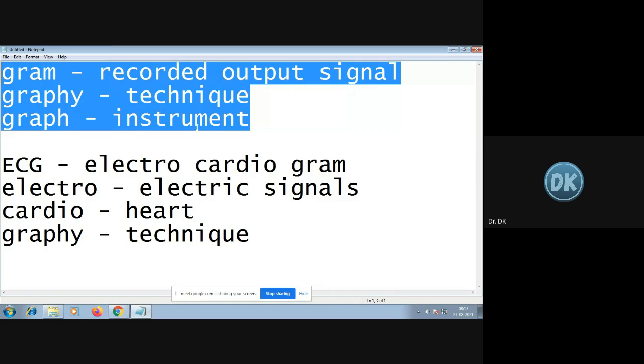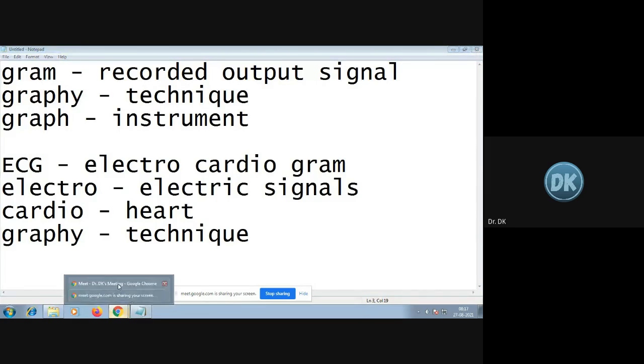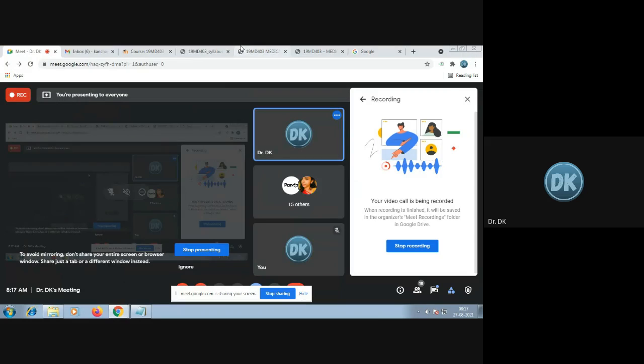So I want everyone to remember this difference, because in the question paper, if you're asked electrocardiogram, you have to write about the signal. If it is electrocardiography, you write about the technique. If it is electrocardiograph, you write about the instrument with the block diagram. Okay. So that's that. And okay, moving on.